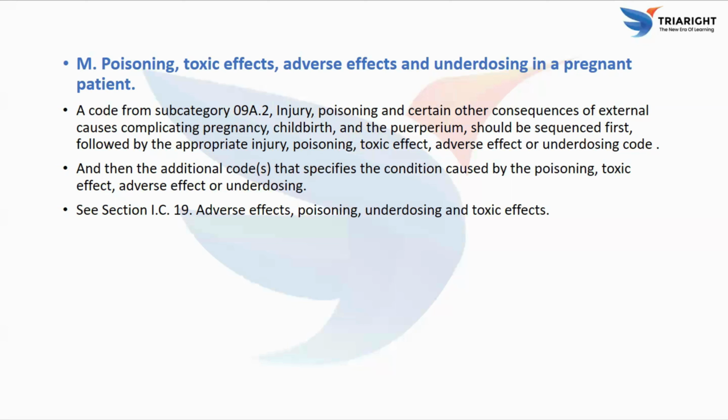So what is the second code? The actual substance problem code. After O9A.2, you have to add the code that explains what went wrong, whether it is a poisoning or toxic effect or adverse effect or underdosing. So the second code shows the exact substance and what type of problem happened. The third code is about the condition caused by the poisoning or effect. Sometimes you also need another code to show what condition resulted, for example, respiratory failure, hypoglycemia, allergic reaction or organ damage.